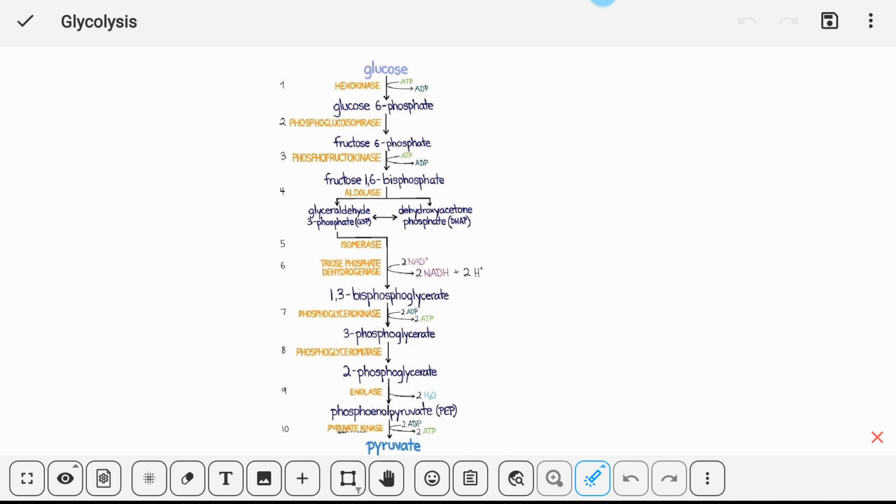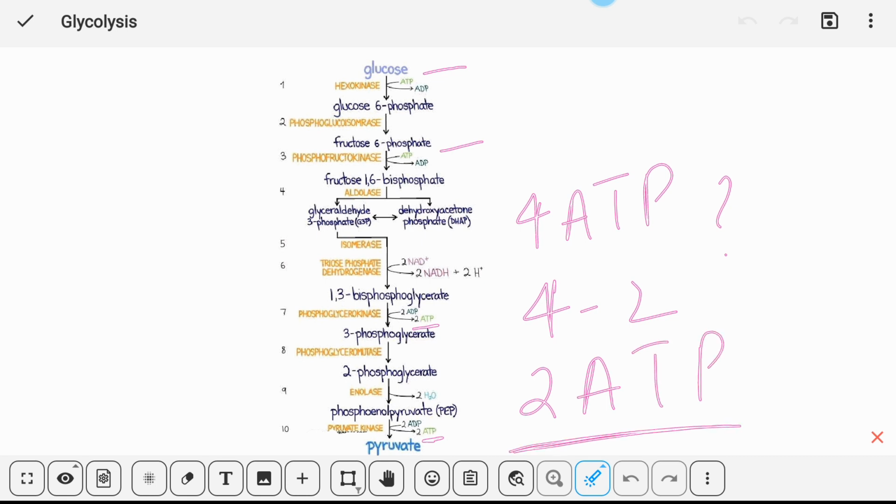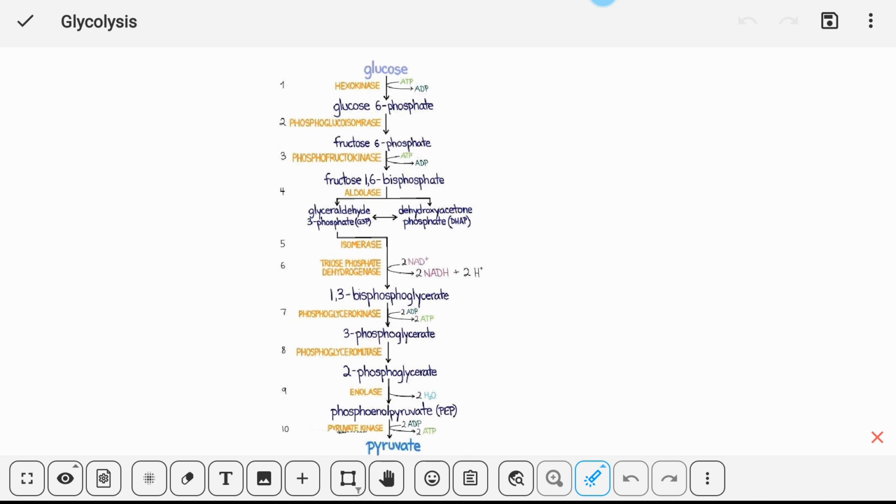So, if we look at the energy usage and the energy output, the first step and the step here, these are the energy consuming steps, whereas this step and this step, these are the energy producing steps, which means if we look at the energy producing steps, 2 molecules of ATP, 2 molecules of ATP, 4 ATP total. But no, 2 molecules of ATP are used earlier. So 4 minus 2, we will have 2 ATP. This is the net ATP. Very simple. I hope I have conveyed the concept properly.